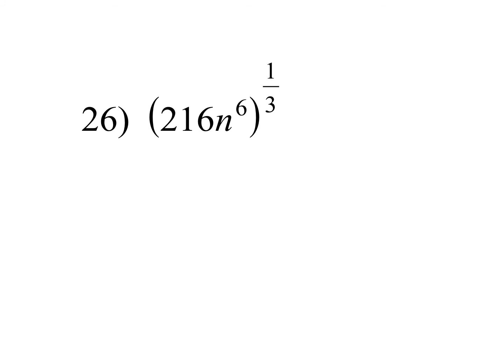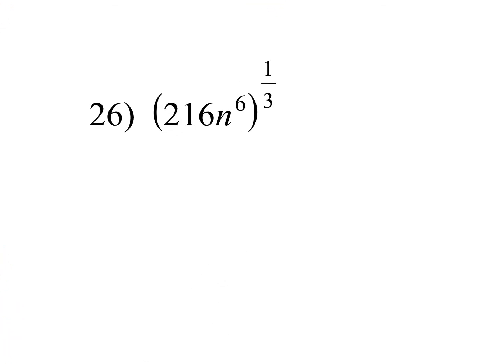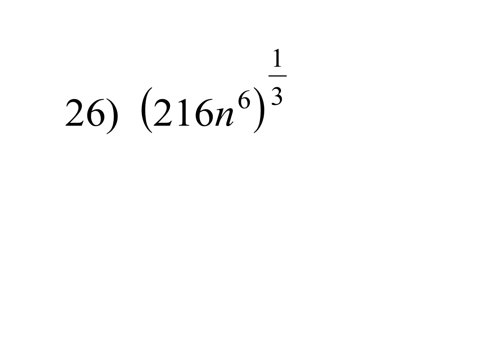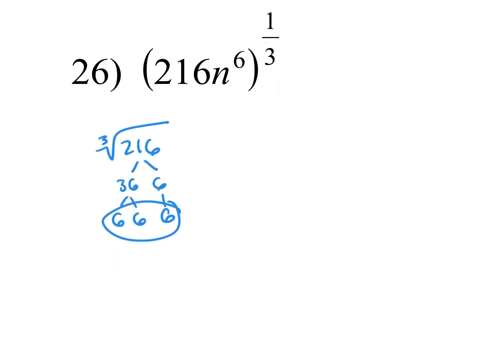All right, for 26, let's see. There are a couple of different ways we can solve this. We can do it all together, or we can separate it and do the number first and then the variable. So we'll do it separately, and then for 28, we'll do it all together. So what's my index here? 3. So I have the cube root of 216. What are two factors of 216? 36 and 6. What are two factors of 36? I'm circling groups of what? So what comes to the outside?